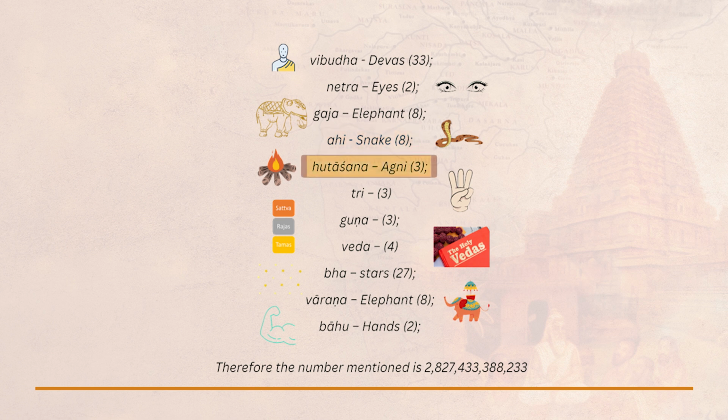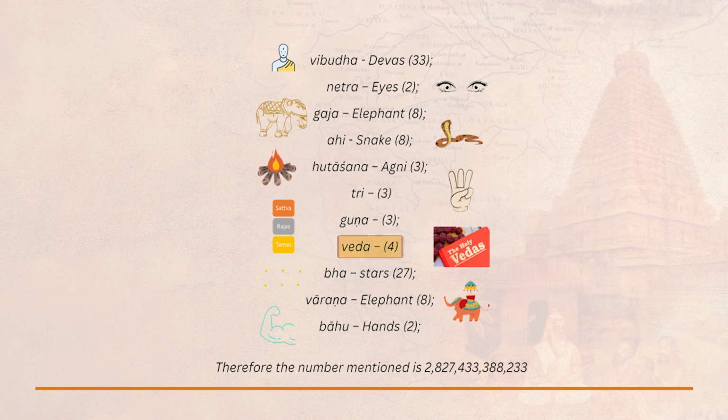Hutashana is actually Agni. And there are 3 Agnis as I told you: Garhapatya, Ahavaniya and Dakshina. Then there is a word 3 itself. 3 itself means 3 and Guna means 3. So there are three 3s coming one after the other. How is it coming? It says Hutashana 3 Guna. Hutashana is 3, 3 is 3, Guna is also 3.